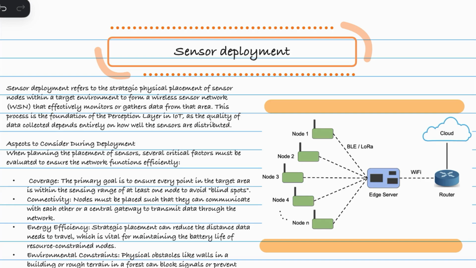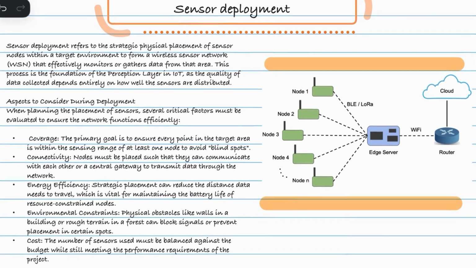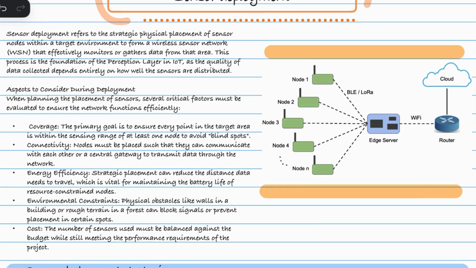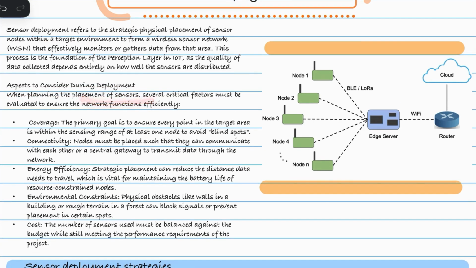So what are the core aspects to consider during deployment? When planning the placement of sensors, several critical factors must be evaluated to ensure that the network functions efficiently. First is coverage. This answers the question, can the sensors see the entire area? The absolute goal is to eliminate all blind spots, if there are any.